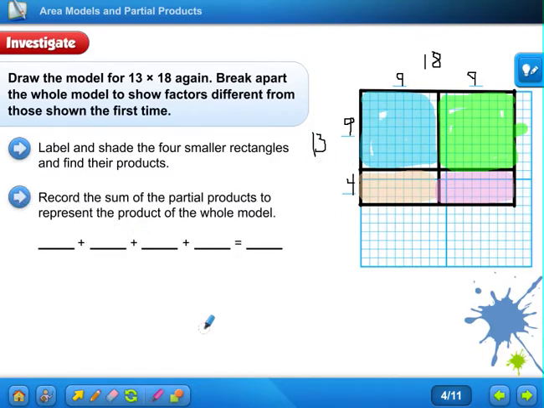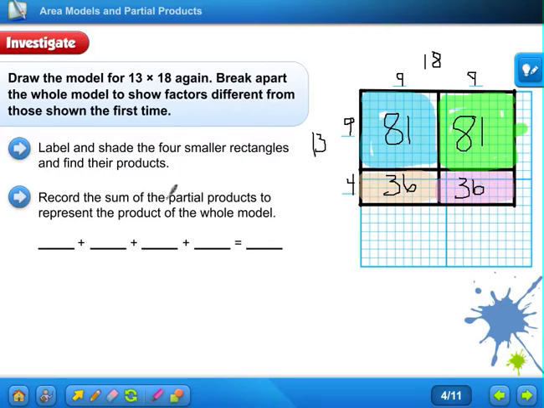All right, now I need to find how many boxes are in each one of those. How many boxes are in here? Well, we know it's 9 times 9. 9 times 9 is 81. Now we're going to look for this box. It's going to be 9 times 9, which is 81. Now we're going to do this box, which is 4 by 9. 4 by 9 is 36. And this box is 4 by 9 again, which is 36.